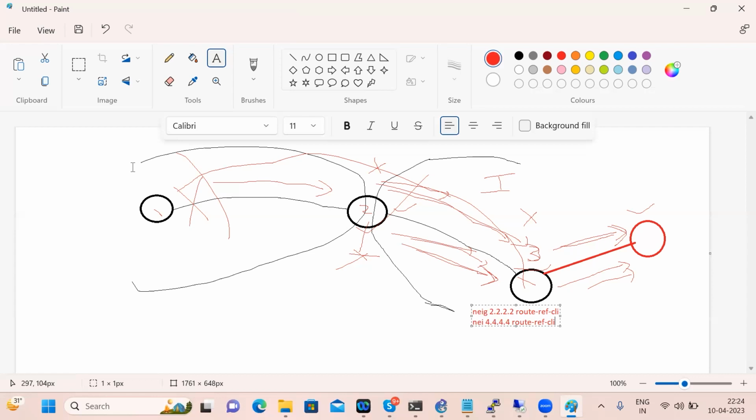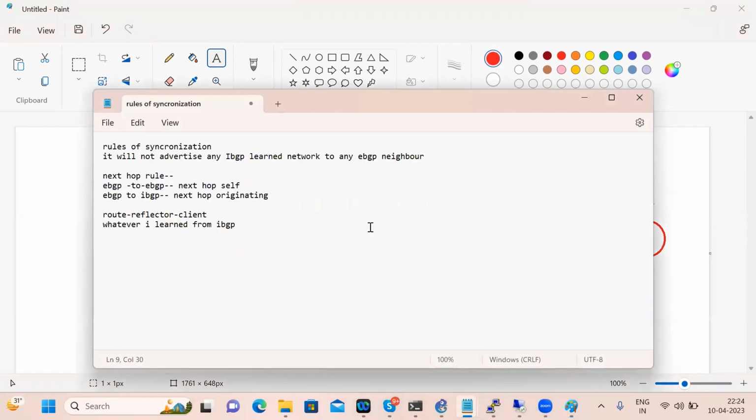No, we are configuring neighbor 222 route reflector client. Yes, sir. There is this confusion between rule 2 and rule 3. The next-hop-self command will basically help you make sure the IBGP neighbors see this route.